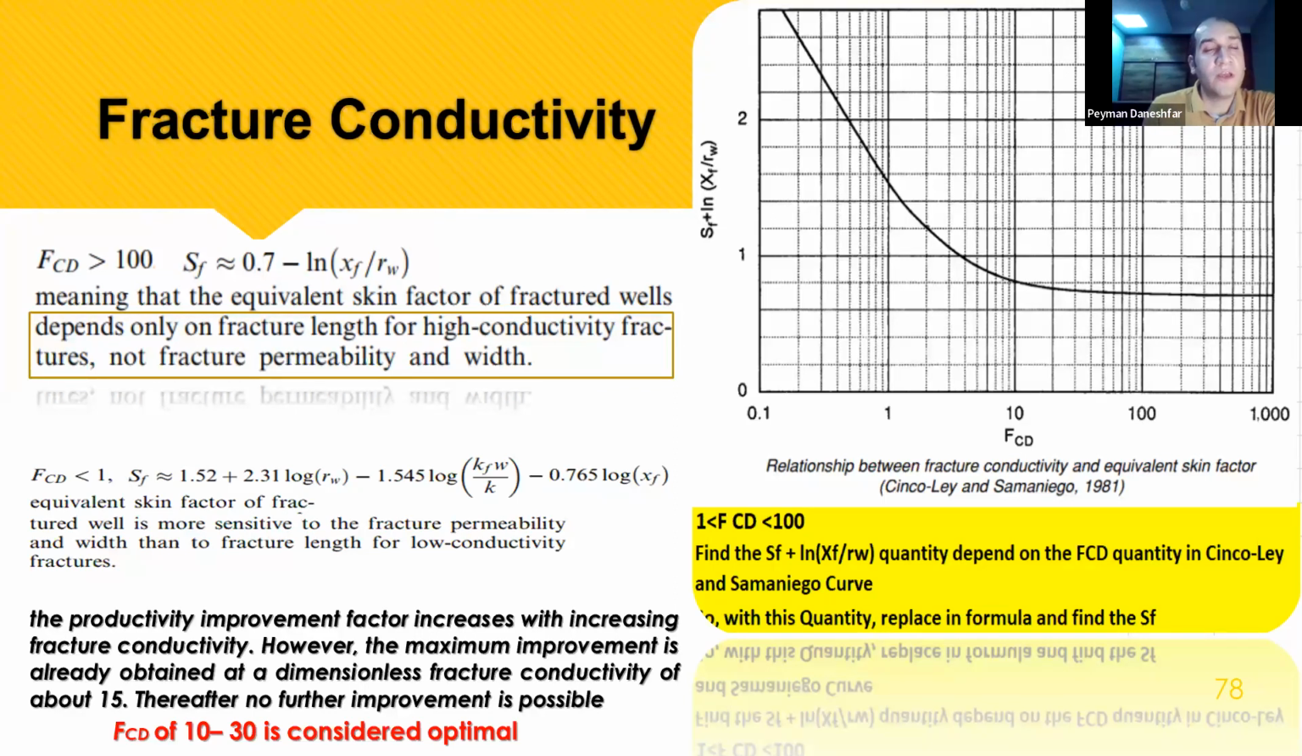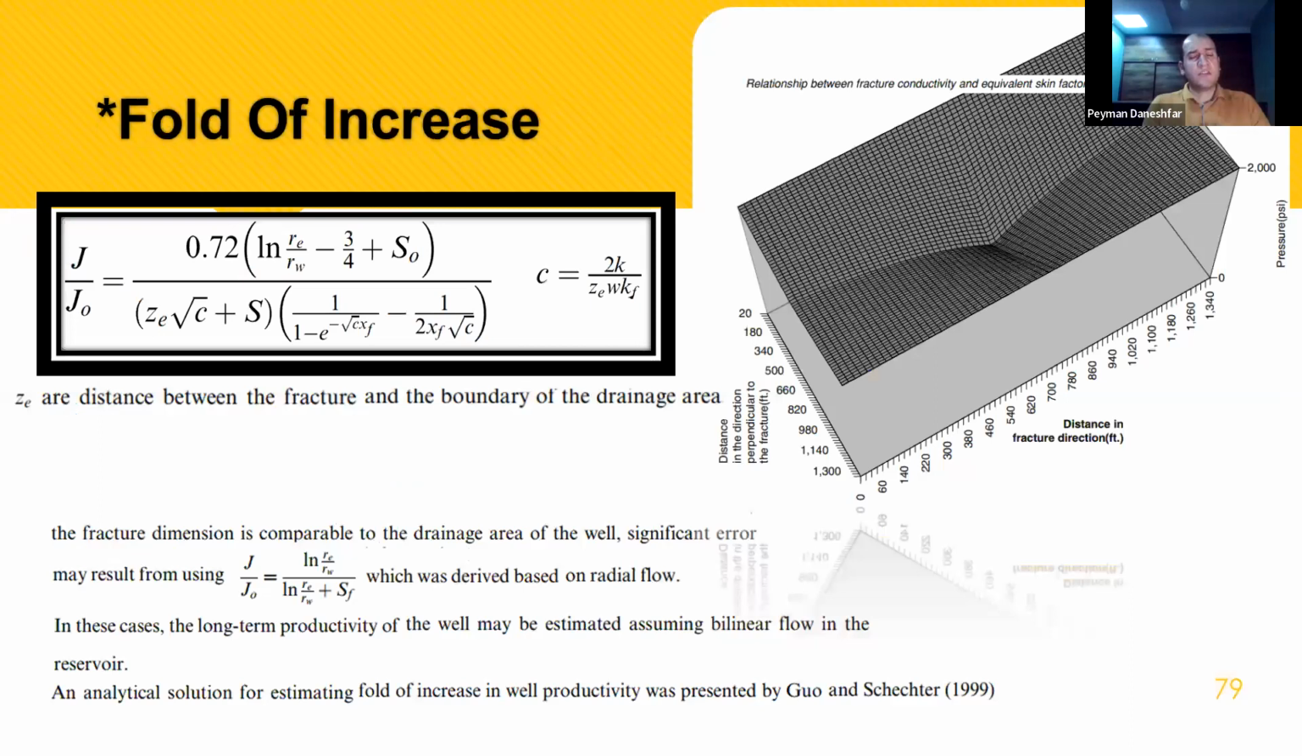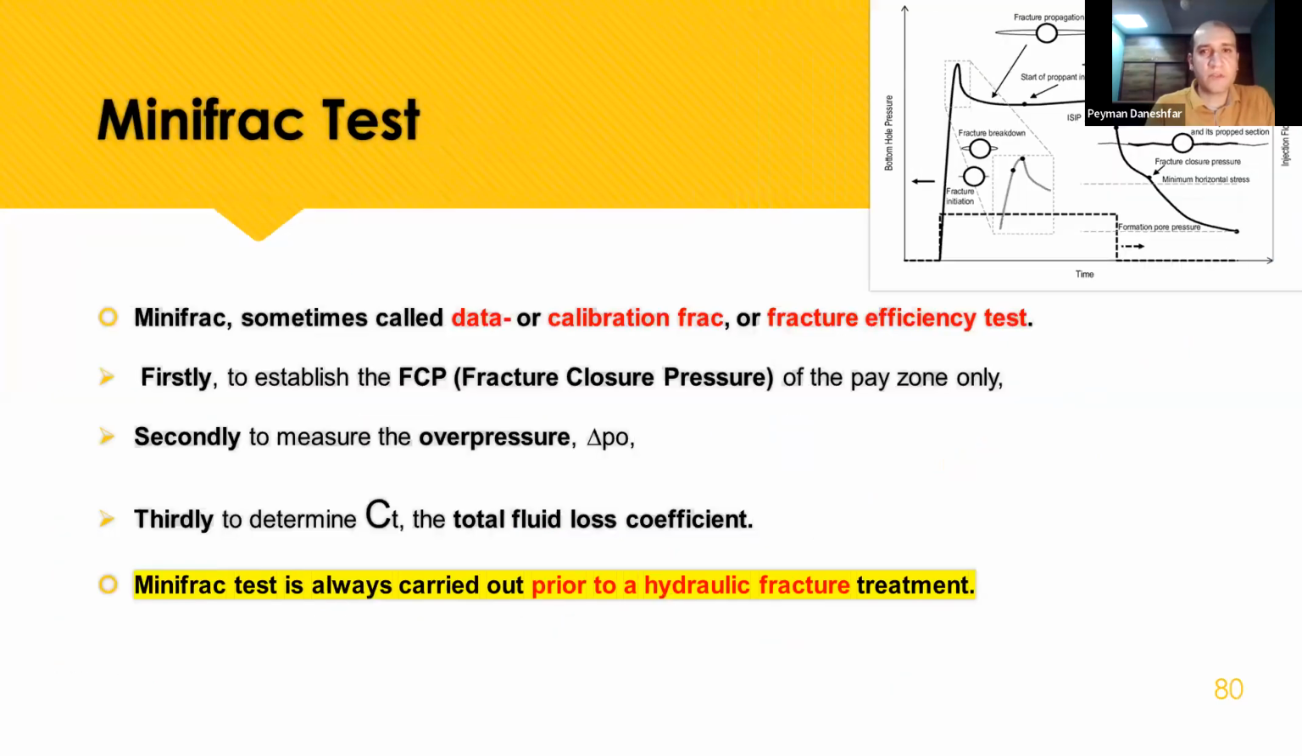Our optimum FCD, or fracture conductivity, is 10 to 30. As you can see, they are optimal. This is another fall-off increase that's used in software. It's about the distance in fracture and directions. This is just for more information.